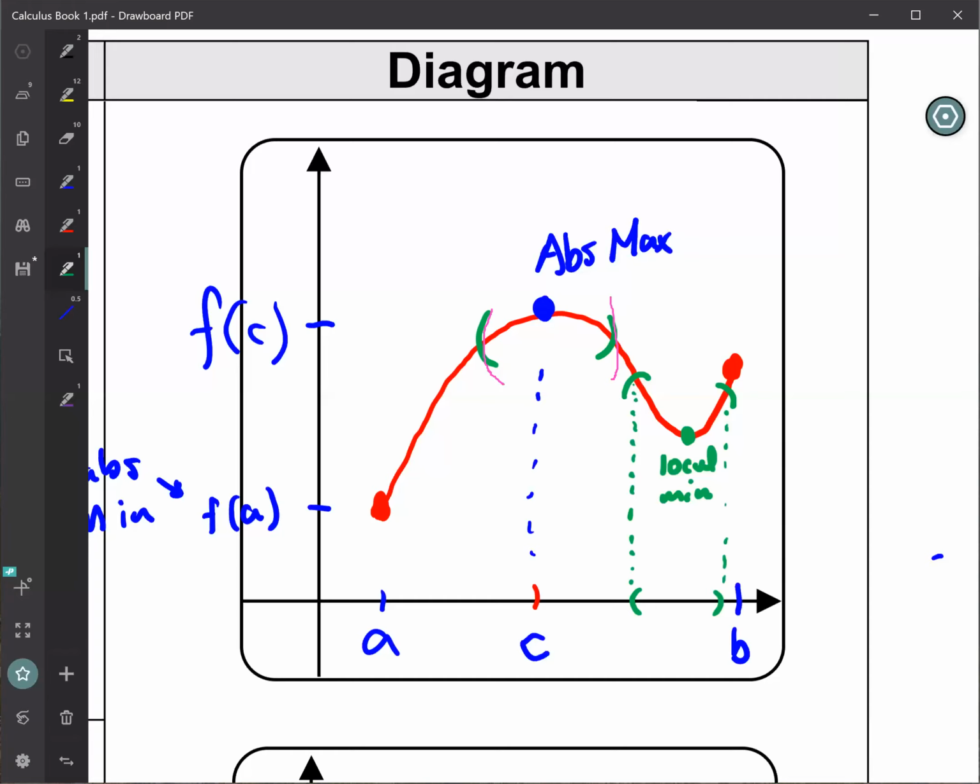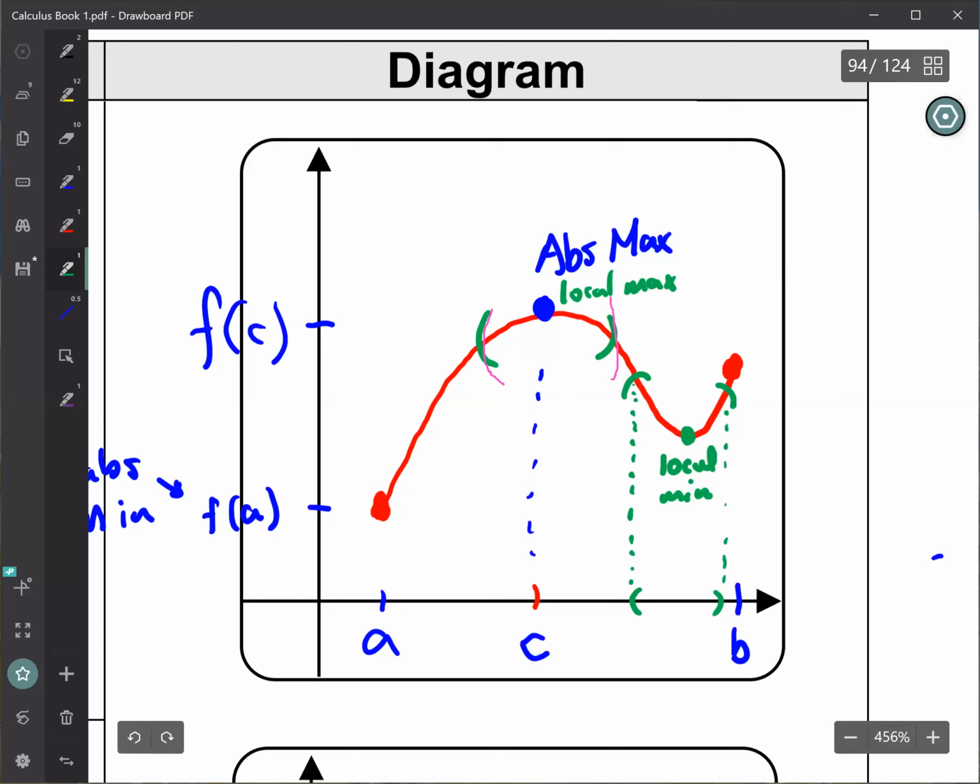So as you can see here, absolute max can also be local max. But because it needs a small section, it cannot happen at the endpoint. If I try to make an endpoint here, there's no left end. The graph ends at a. So that's why it cannot happen at the endpoint.